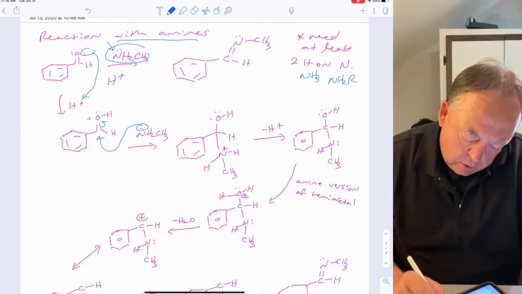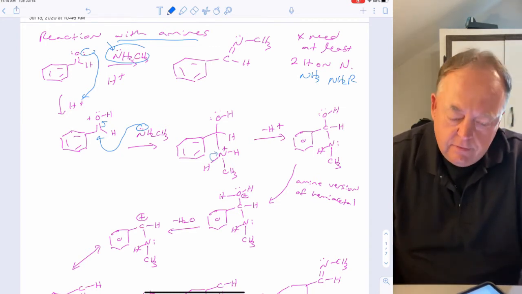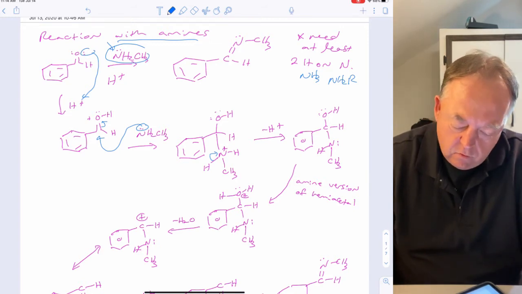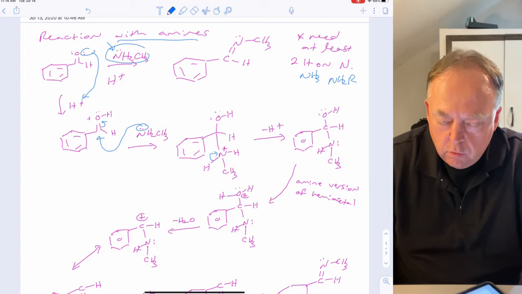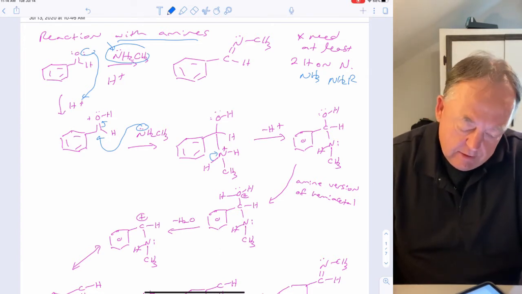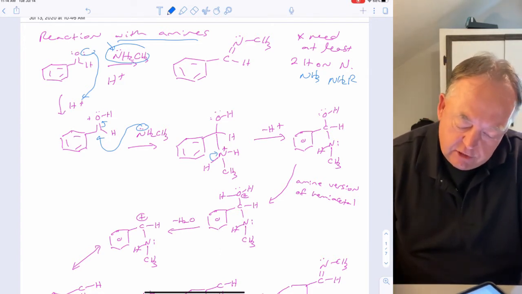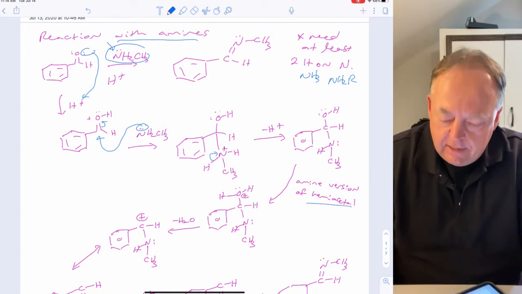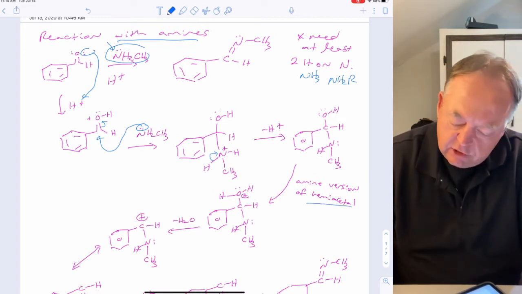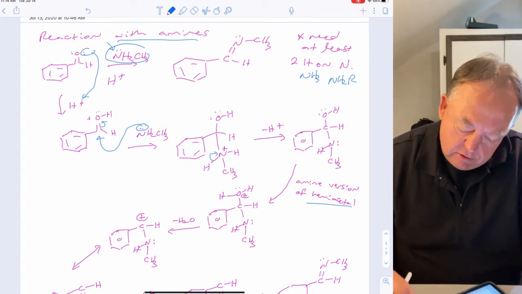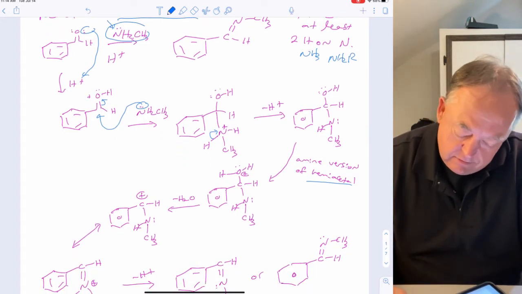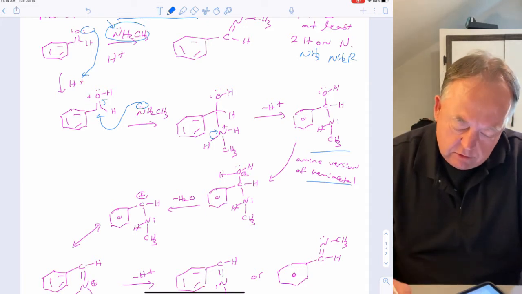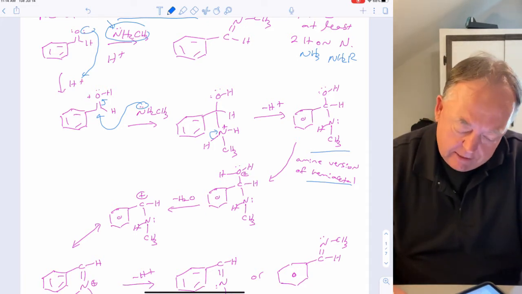And then we lose a hydrogen from the nitrogen, or if it was water, we would lose the hydrogen from the H2O, or if it's an alcohol, we would lose it from the OR group. So now we're losing the hydrogen from nitrogen. This would be the amine version of a hemiacetal. But it doesn't stop there. You don't have to know this functional group, because as soon as you make this, it's going to keep on reacting.